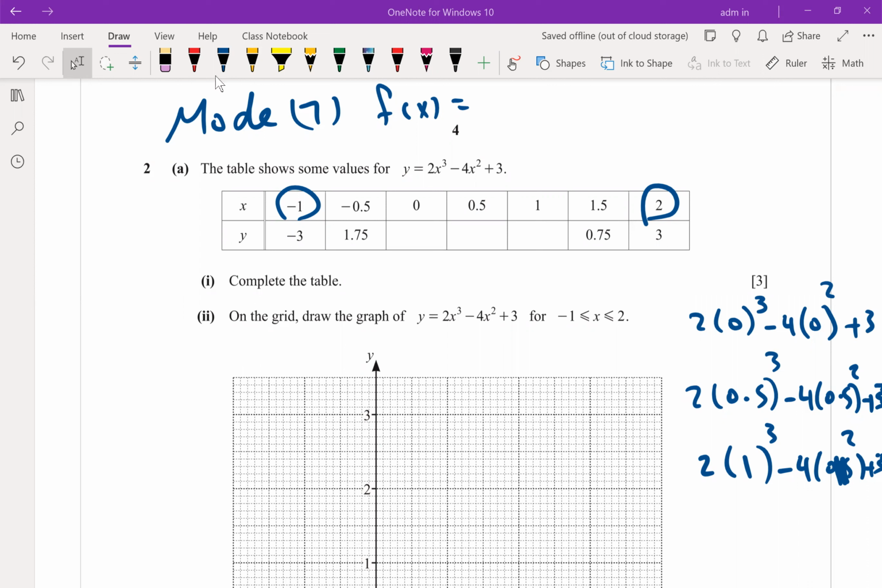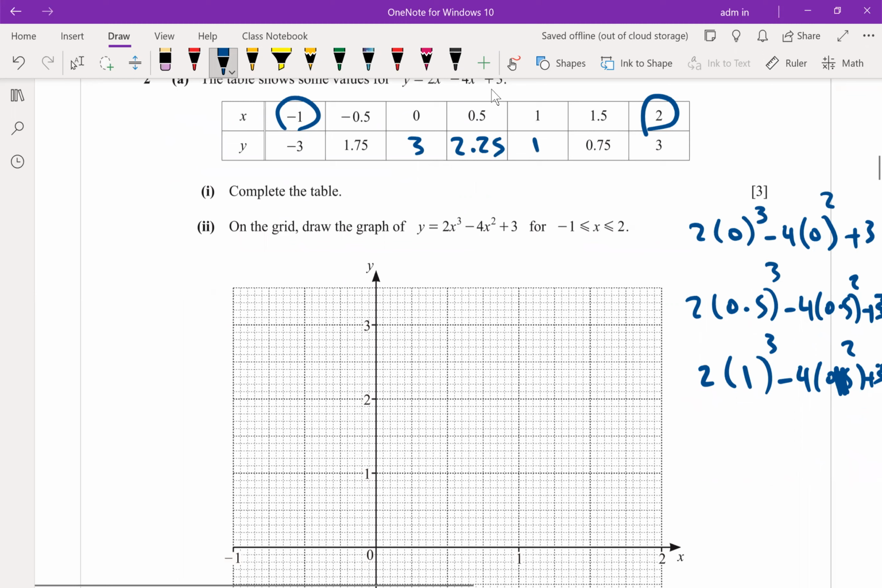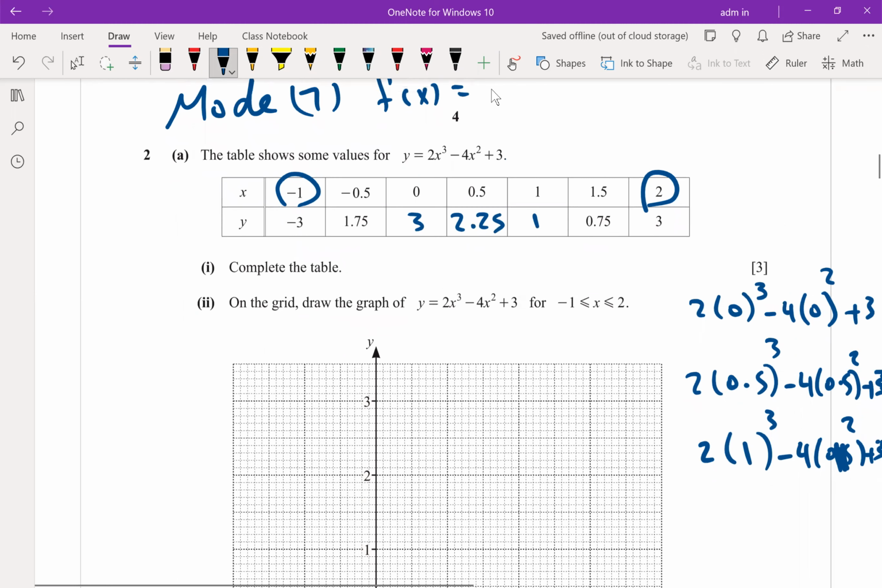Give me the values. 3, 2.251. Yalla, please plot the points. Start to draw a smooth curve.